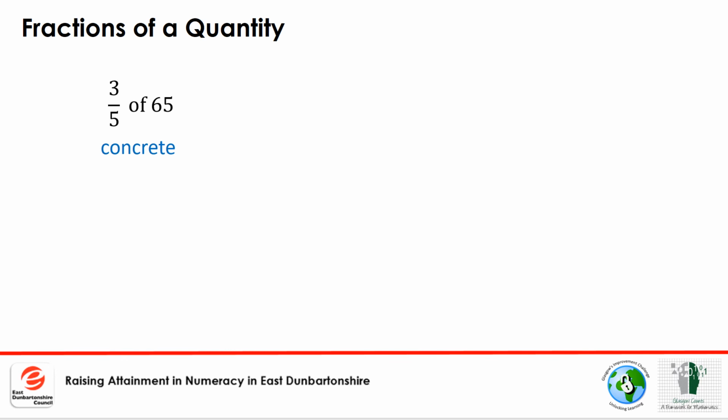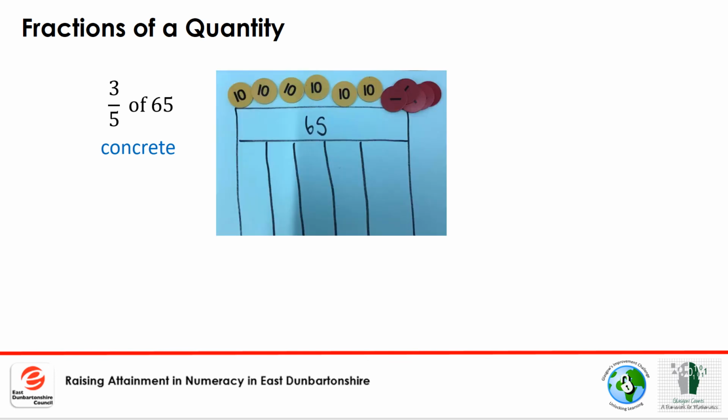Now 65 is a larger number than we used to be working with, and in the first level they'll be looking at smaller numbers, but we're still not getting out 65 buttons or 65 counters. So what we can use is our place value counters, and we can count out 65 and start thinking, well, I'm going to share £65. Okay. What would 3/5 of £65 be?